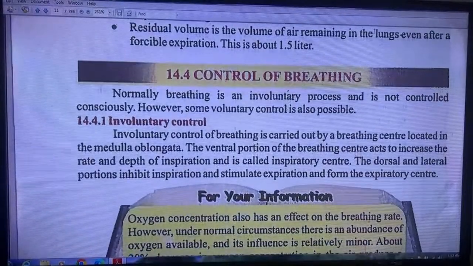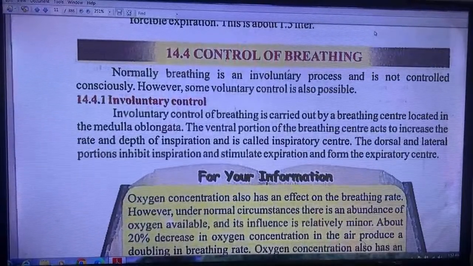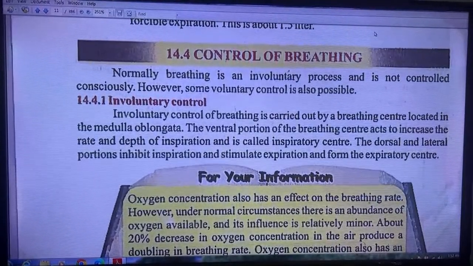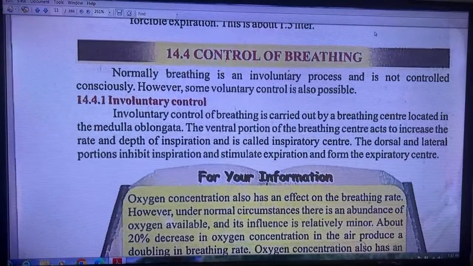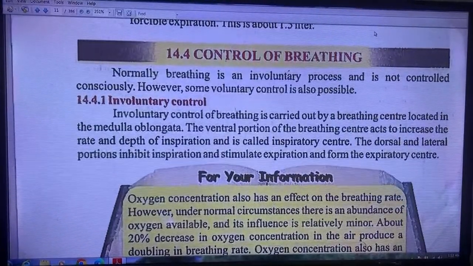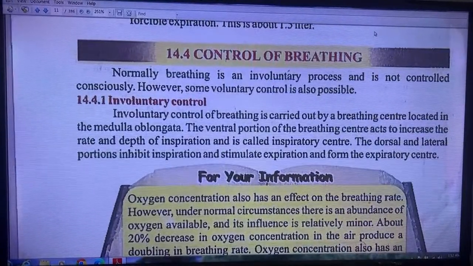Control of breathing. Normally, breathing is an involuntary process and is not controlled consciously. However, some voluntary control is also possible. Involuntary control of breathing is carried out by the breathing center located in the medulla oblongata. The ventral portion of the breathing center acts to increase the rate and depth of inspiration, and is called the inspiratory center. The dorsal and lateral portions inhibit inspiration and stimulate expiration and form the expiratory center.